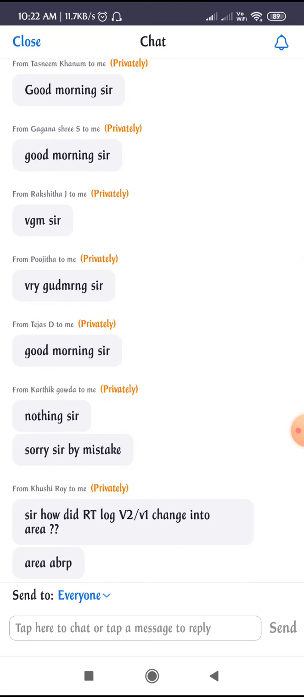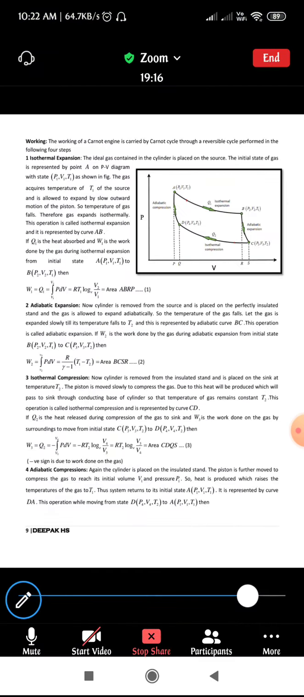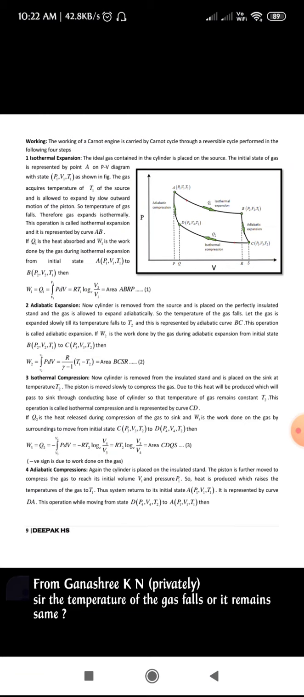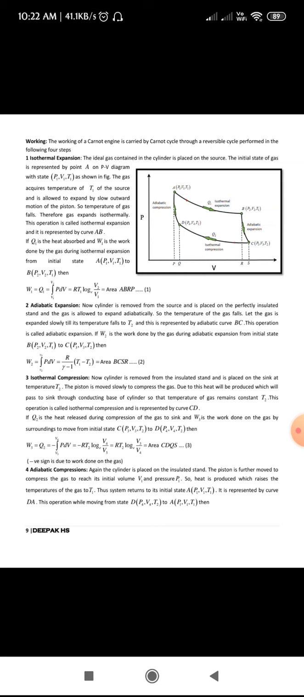Kushi, RT log V2 by V1 has not been changed to area. Just we are comparing that with the PV diagram. This is the amount of work done. Work done in an isothermal expansion is W1 is equal to RT1 log base E V2 by V1. We are just comparing that work done with respect to the PV diagram. So in the PV diagram, area is nothing but what? That is ABRP. Just we have compared that. It doesn't change.